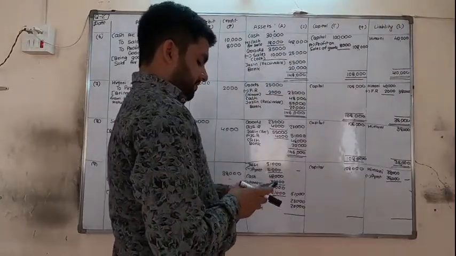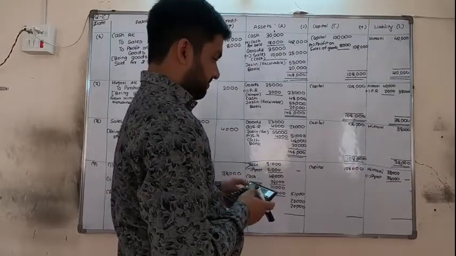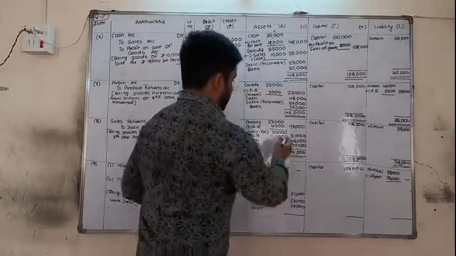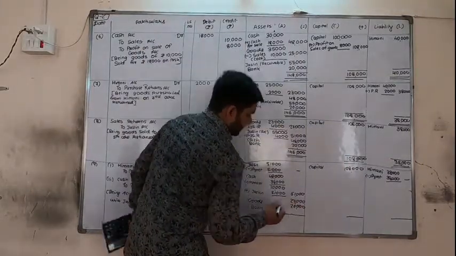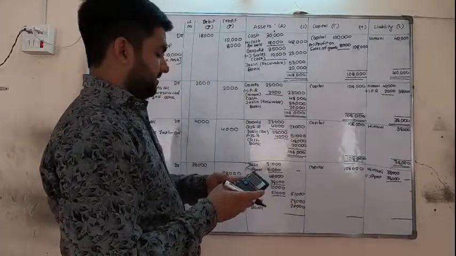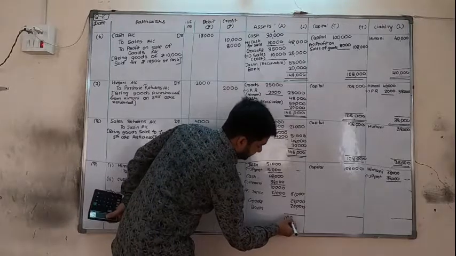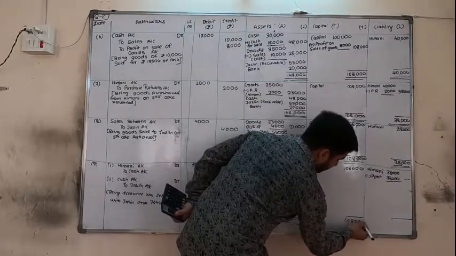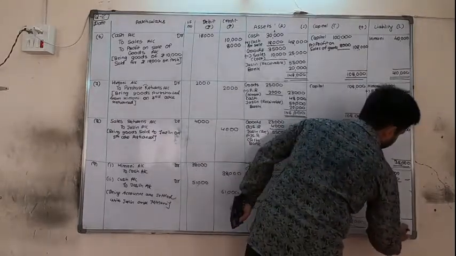61, 23 and 20 it is. Sorry, goods are not 23, goods are 27. It's my mistake. 61,000, 27,000 and 20,000. 1,08,000. Here also 1,08,000. Now if both are same, then here it will be 0 or T dash.